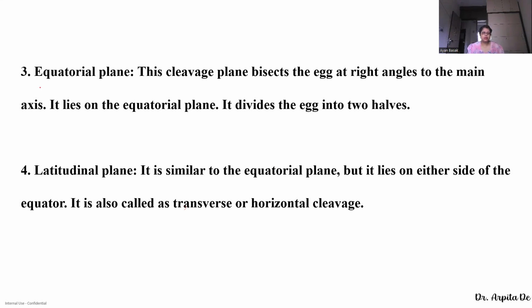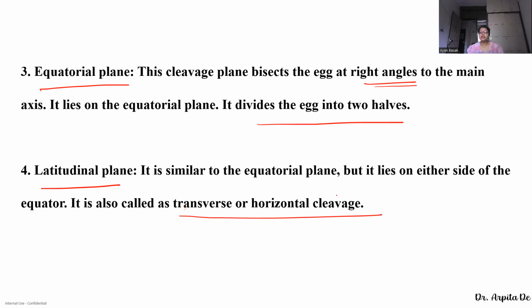Next is the equatorial plane, and then last is the latitudinal plane. In the equatorial plane, this cleavage plane bisects the egg at right angle to the main axis. It lies on the equatorial plane and divides the egg into two halves. In the latitudinal plane, it is similar to the equatorial plane, but it lies on either side of the equator. It is also called transverse or horizontal cleavage.